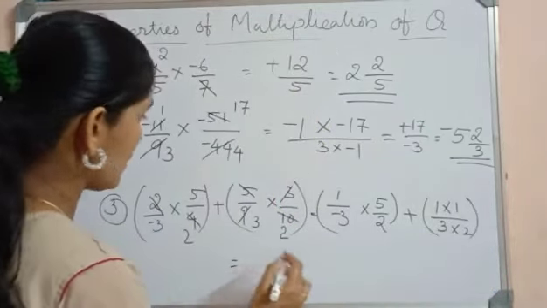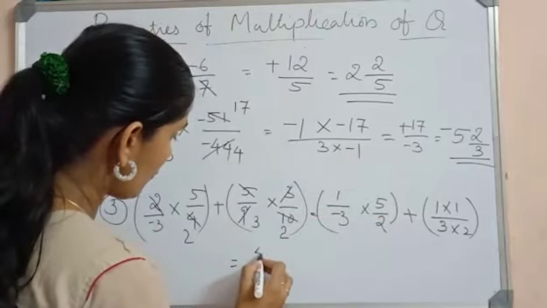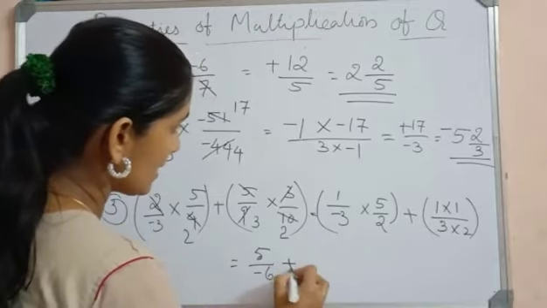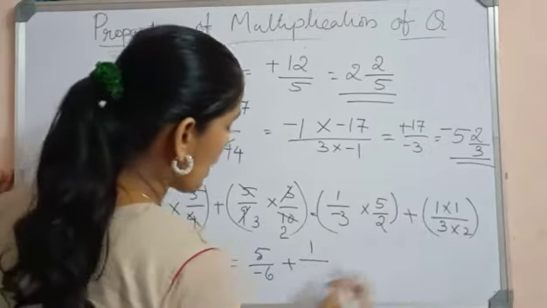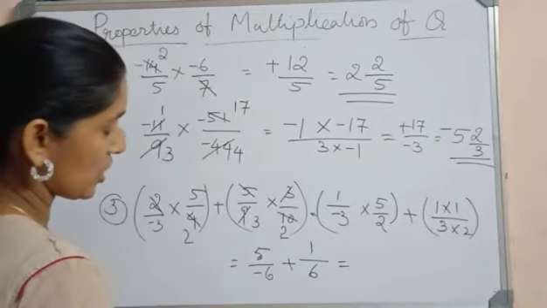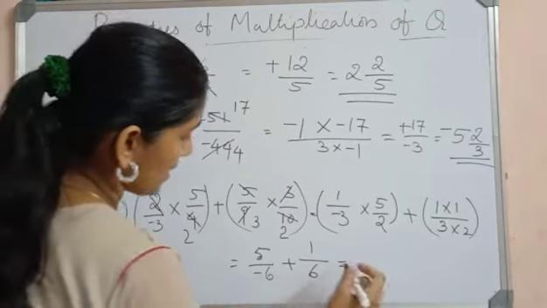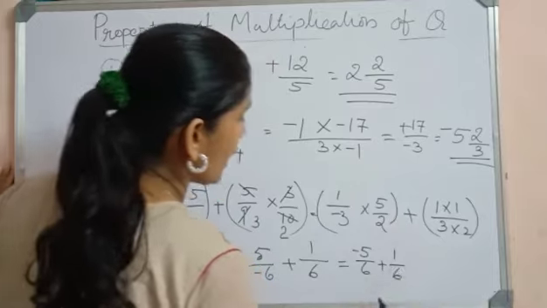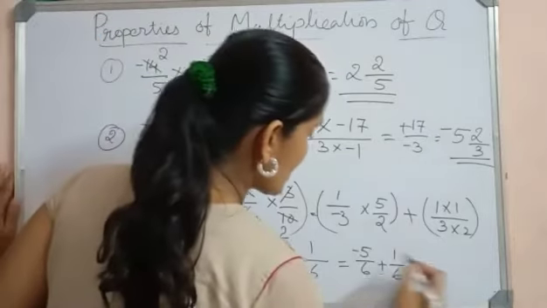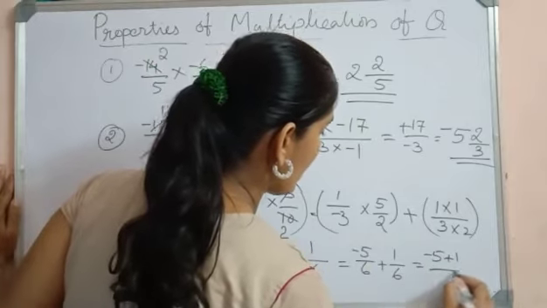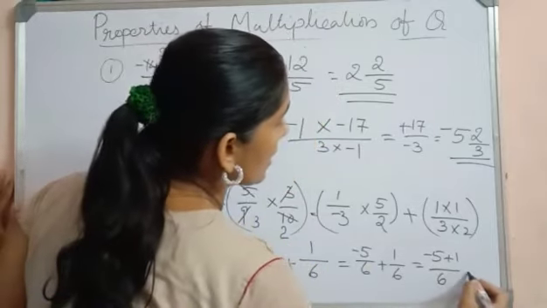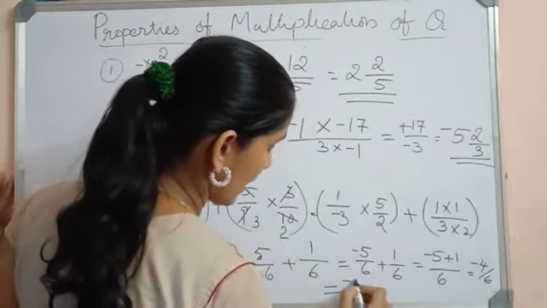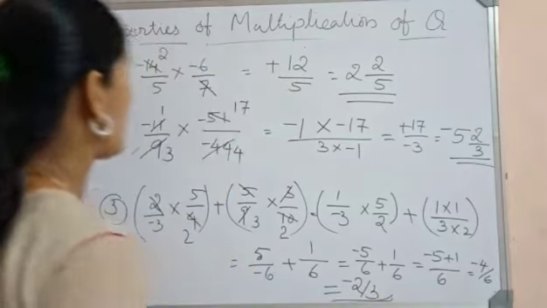And that is equal to 1 into 5 is 5 by minus 3 into 2 is minus 6 plus 1 by 3 twos are 6. On further simplification, you will get this as 5 by minus 6 can be written as minus 5 by 6 plus 1 by 6. And on further simplification, you will get this as minus 5 plus 1 divided by 6. And that is same as minus 4 by 6. When you simplify this, you will get this as minus 2 by 3. And this is your final answer.